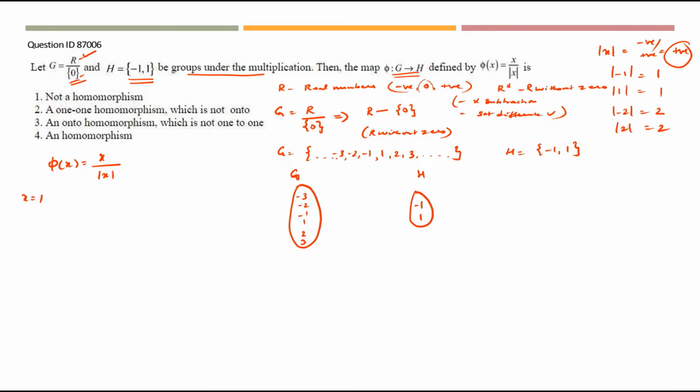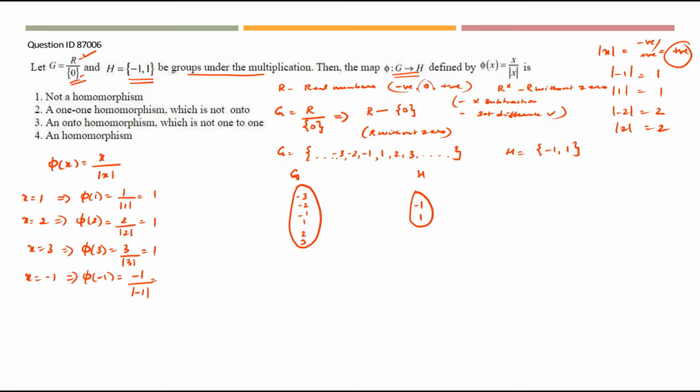X is equal to 1, which implies phi of 1 is equal to 1 divided by modulus of 1, which will give me 1. X is equal to 2. Phi of 2 will give me 2 divided by modulus 2, which is equal to 1. X is equal to 3. Phi of 3 will give me 3 divided by modulus of 3, which is again 1. Now just apply negative elements here. X is equal to minus 1. Phi of minus 1 is equal to minus 1 divided by modulus of minus 1, which is equal to minus 1 by 1, which will give me minus 1.